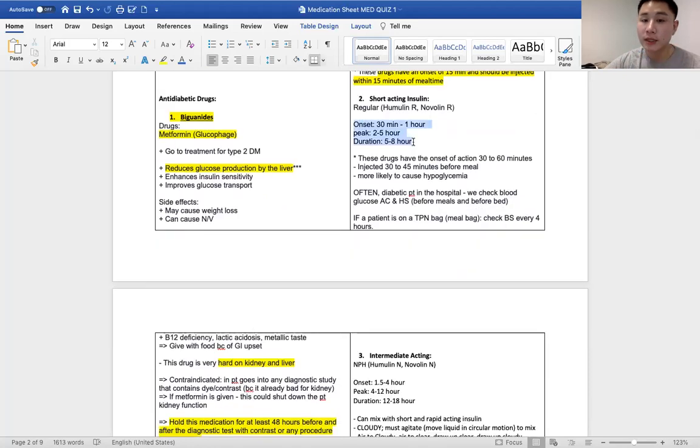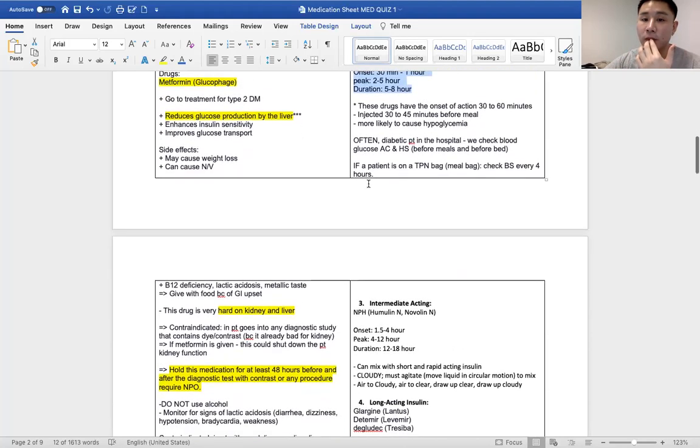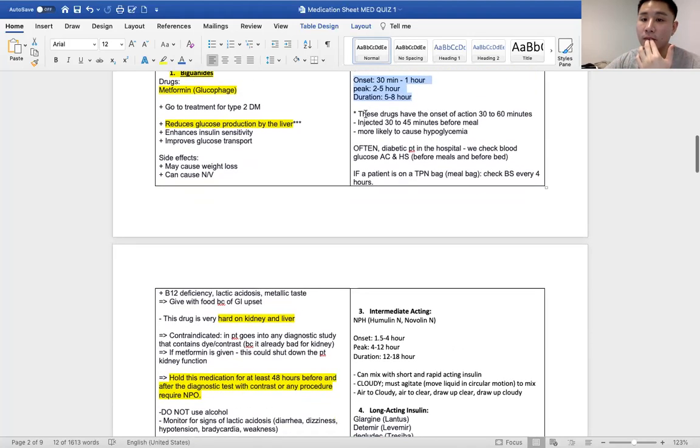Of course, remember these. And then it is really important that we know that these drugs have an onset of 30 minutes to 60 minutes. So we know that we have to inject them 30 to 45 minutes before the meal.